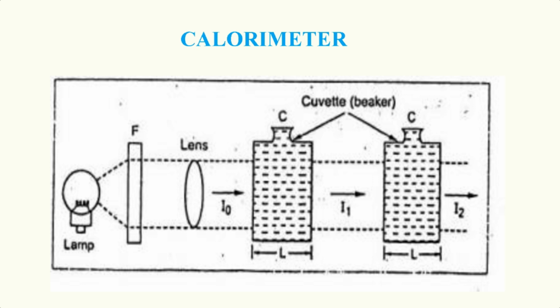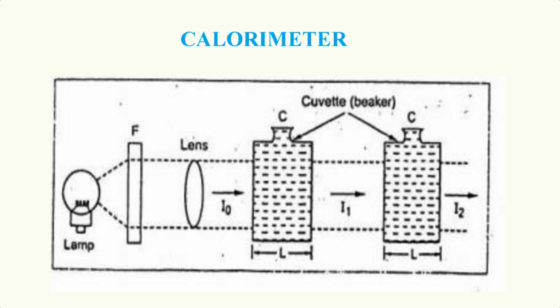So here is the experimental setup of this colorimeter. Here we have a cuvette or a beaker, where two beakers or cuvettes are placed. The beaker is filled with the solution, where the concentration of the solution is taken as C, and the length of this beaker is taken as L. As I have told you, the colorimeter is used to measure the color concentration of the substance with the help of optical light intensity.